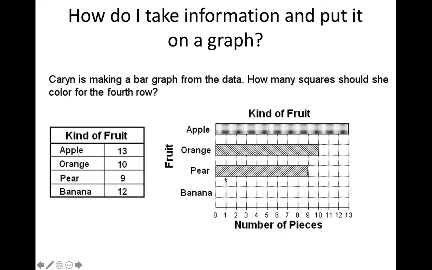Pears are 9. 1, 2, 3, 4, 5, 6, 7, 8, 9. Our bar ends right here. If we go straight down, it's at 9. And bananas are at 12. So we would shade in 1, 2, 3, 4, 5, 6, 7, 8, 9, 10, 11, 12. So our bar would end right here at the 12. And if you go straight down, we're at 12.